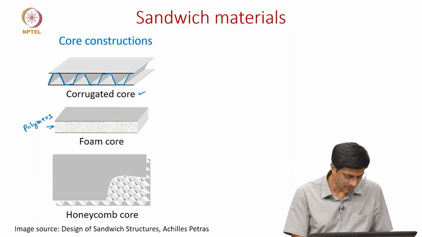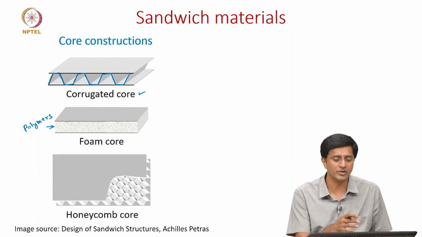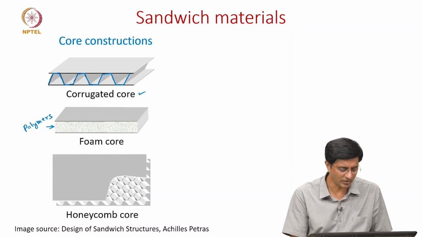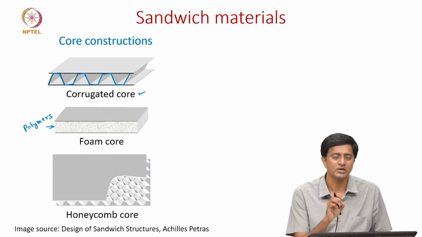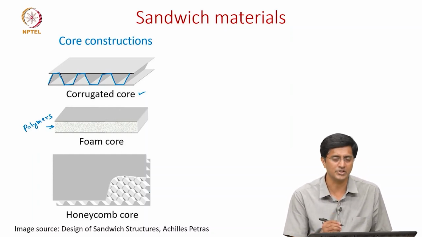And lastly, the honeycomb cores. This is the same core which I showed in the previous slide. Essentially, we call it honeycomb because it replicates honey beehives, which are again in hexagonal shapes, and most often these are again made with aluminum sheets.